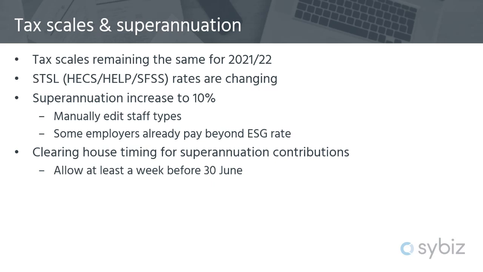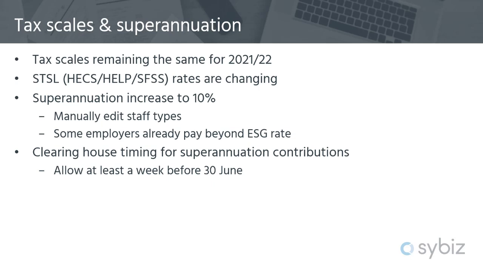Apologies for not remembering that off the top of my head, but essentially it's the roll up of the HECS/HELP/SFSS schemes, and those rates are changing. So you will get your notification later on in the month when those rates are ready for downloading, and they will come through and be applied when you roll the financial year.